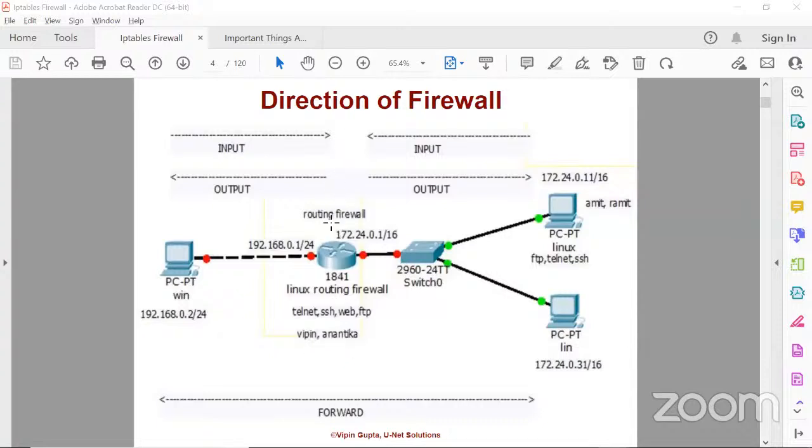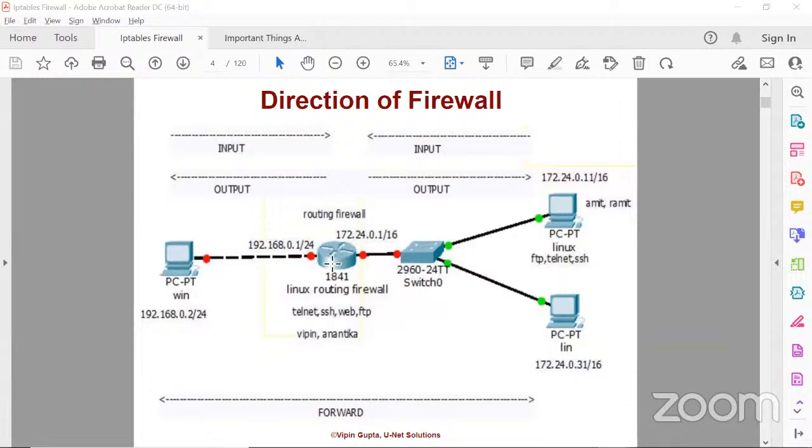So when I'm sitting here, if I say that this system, the 11 system, should not be able to access this system, we have to keep in mind the direction of the firewall. When the traffic is from this system to this system, this is called the input direction. That means when the traffic is coming towards the firewall, it is input. Again, if I want to block this system from accessing any service, it will be controlled by the input direction.